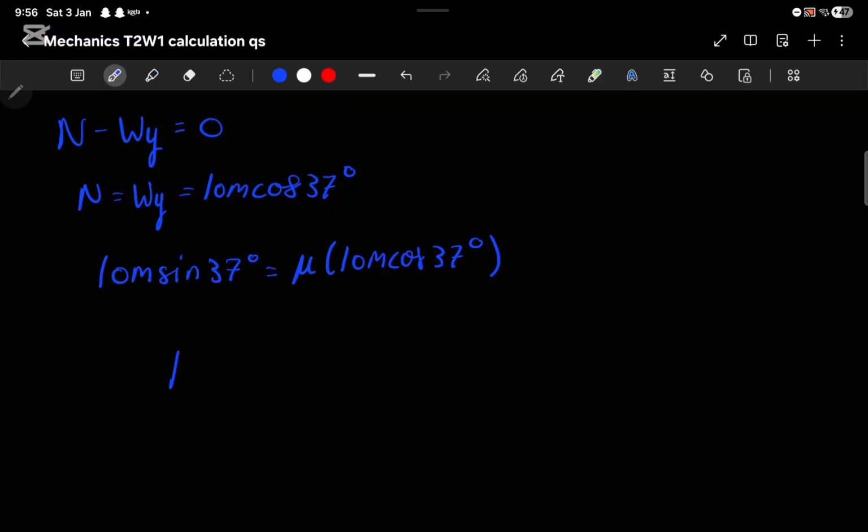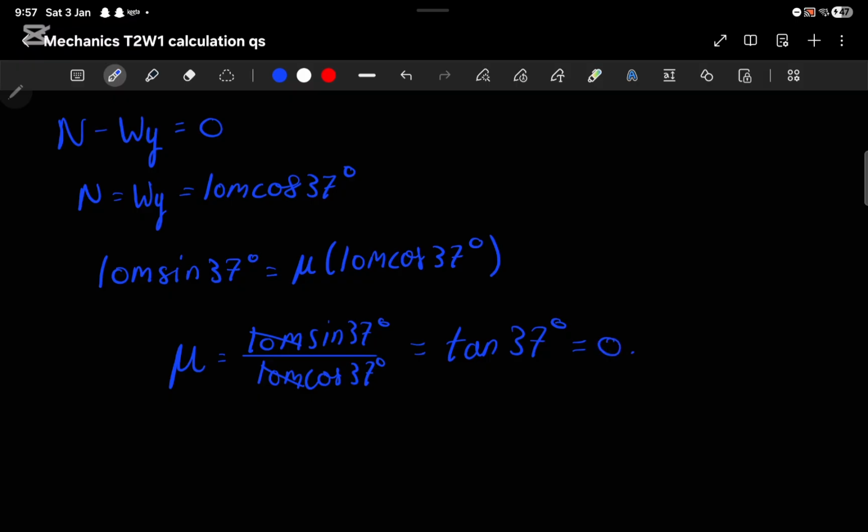So divide to find mu. 10m sine 37 over 10m cosine 37. So 10m and 10m will cancel out. This leaves sine 37 over cosine 37. Which, if you think about it, remember, sine over cosine is tangent. Tan 37 degrees. Now just do it on your calculator. Tan 37 degrees. Done. 0.75. This is your answer. 0.75.